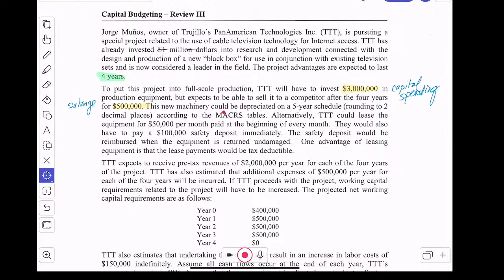New machinery could be depreciated on a 5-year schedule, rounding to 2 decimal places. Okay, so it fits the 5-year schedule. Oh, sorry, I'm going to put that in green. Have a color system here. According to the makers table, I'm rounding to 2 decimal places. Let's see what happened there. Let me make sure that that's how it is in the solutions.